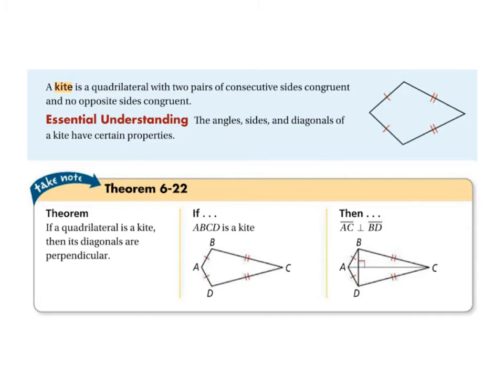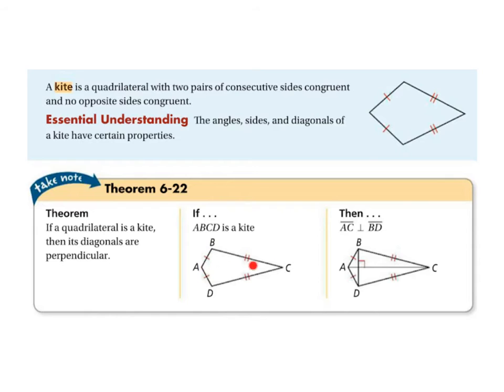Now we're going to look at kites. Kites are quadrilaterals where we have 2 pairs of consecutive sides. So the 2 sides that are congruent are consecutive, right next to each other. So 2 pairs of consecutive sides congruent, no opposite sides congruent. If we had consecutive sides congruent and opposite sides congruent, we would have a rhombus. So a kite isn't that type. No pairs of opposite sides congruent. And they have certain properties.